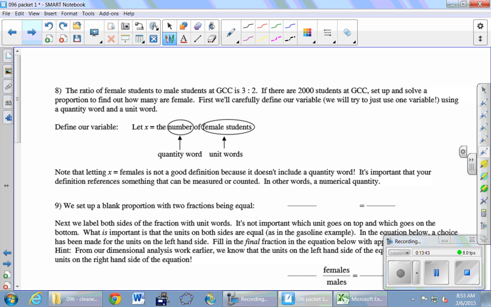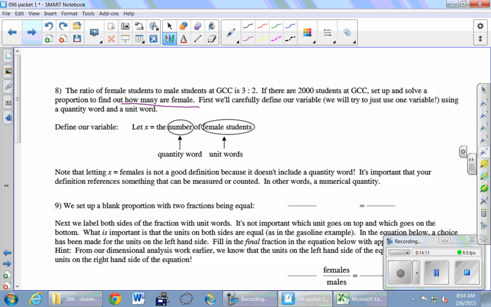Okay, so here's our definition. The problem is asking how many females there are. Seems like that's the best thing we could use a variable to be. It's how many females are there at GCC. So we'll let x equal the number of female students here at GCC. And I want to point out that there is a quantity word in there, number. If I just said let x equal females, that's not a good variable. X equaling females does not make sense. It just doesn't make sense.